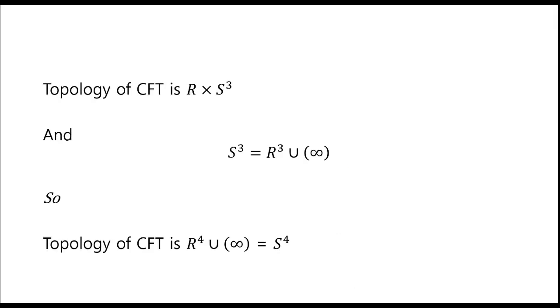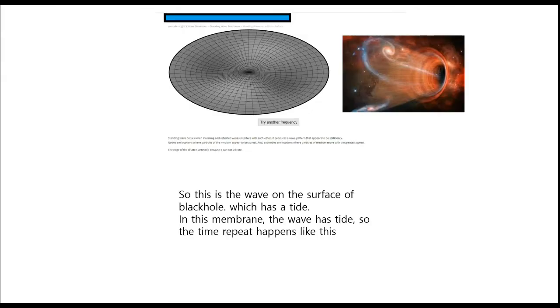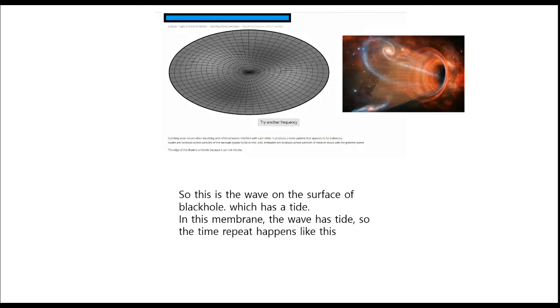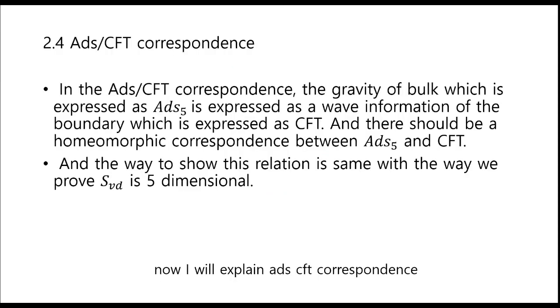The topology of CFT is R multiplied by S3, and S3 is R3 plus infinity, so the topology of CFT is R4 plus infinity, which is S4. So the black hole CFT has a sphere topology, and this means CFT can be explained as a wave with tide. This is the wave on the surface of the black hole, which has a tide. In this membrane, the wave has tide, so the time repeat happens like this. When combining AdS and CFT, we have this picture. The black hole is a sphere with infinite curvature.